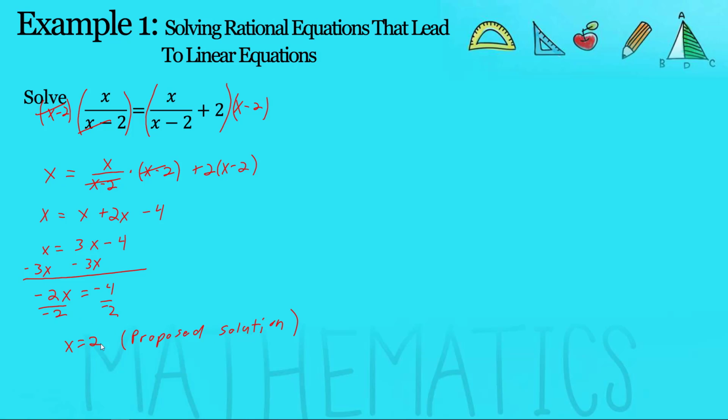Now to see if this needs to be excluded or not, I need to substitute this back into our original equation. If I do, I will have 2 divided by 2 minus 2, which is 0. And that's not going to work.